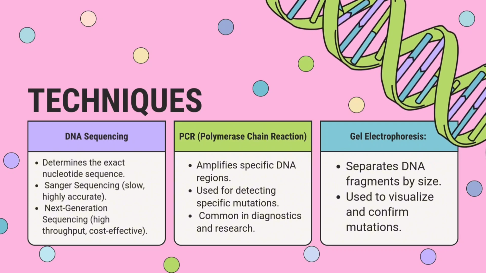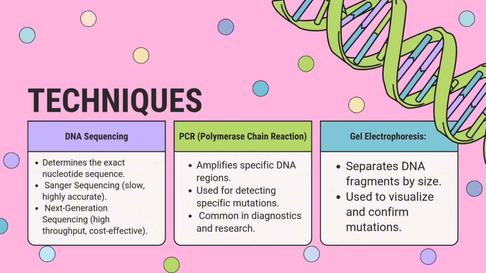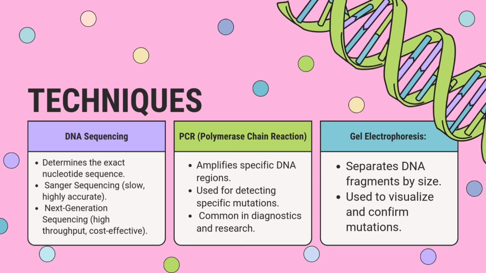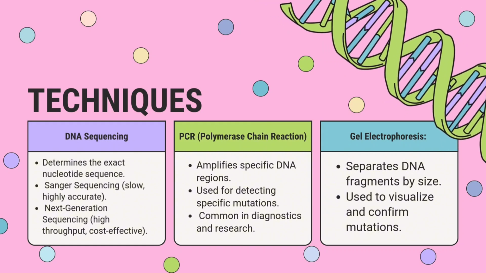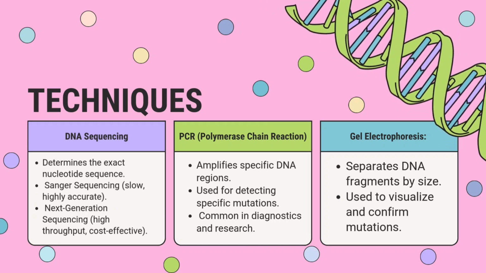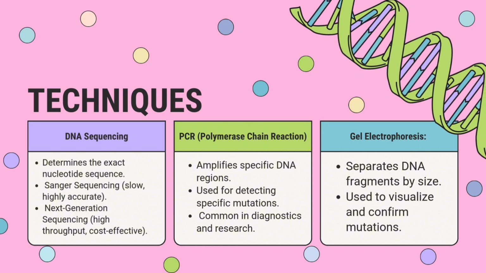For instance, single-strand conformation polymorphism, SSCP, a variation of gel electrophoresis, can be used to detect subtle differences in DNA structure caused by mutations. Gel electrophoresis is a valuable tool for confirming mutation results obtained from PCR or DNA sequencing, and it is widely used in forensic science to compare DNA samples in criminal investigations.